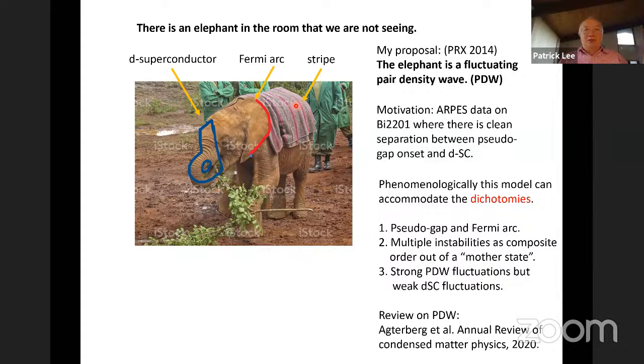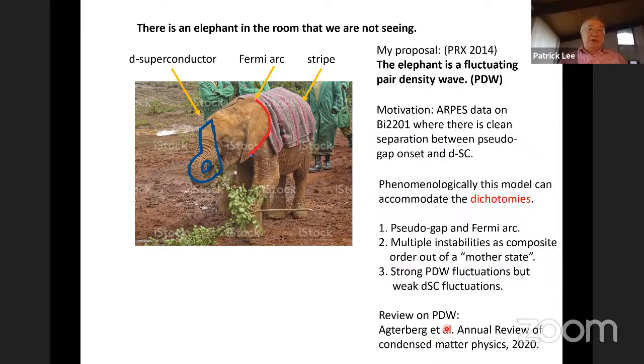Right, okay. And also, because now we have two kinds of superconductors, it naturally accommodates the idea that you can have strong pair density wave fluctuation, but relatively weak D wave superconducting fluctuation. A bunch of us wrote a review on the general issue of pair density wave that some of you might find useful.